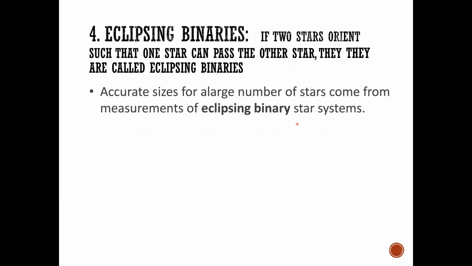And the fourth type of binary star system is called eclipsing binaries. So what happens here is there are two stars, oriented in such a way that one star can pass the other star, right? Because of that, they are called eclipsing binaries. So one star will go around the other one, and because of that, at certain points, one star may cover the central star partially or completely. So we call these types of events eclipses, right? Because it covers the other star at the central region.